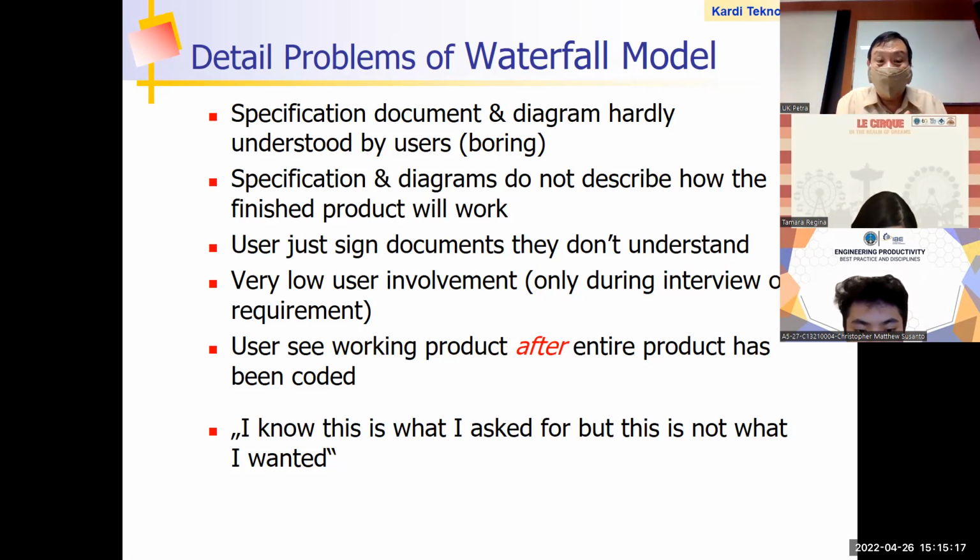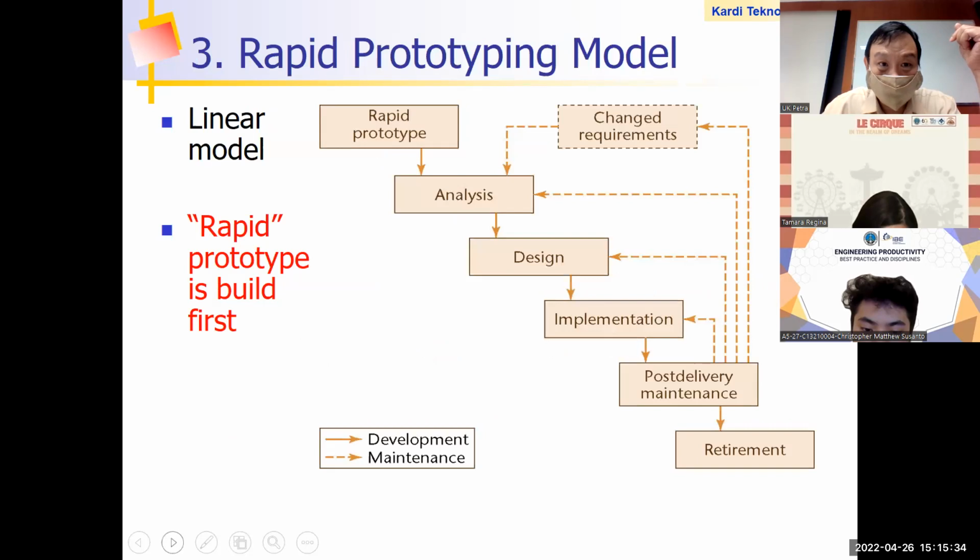So after they see the actual software, the working product that has been coded, they will say, "I know this is what I asked, but this is not what I wanted." Yeah, it is often the case. So this is the problem with the waterfall model.